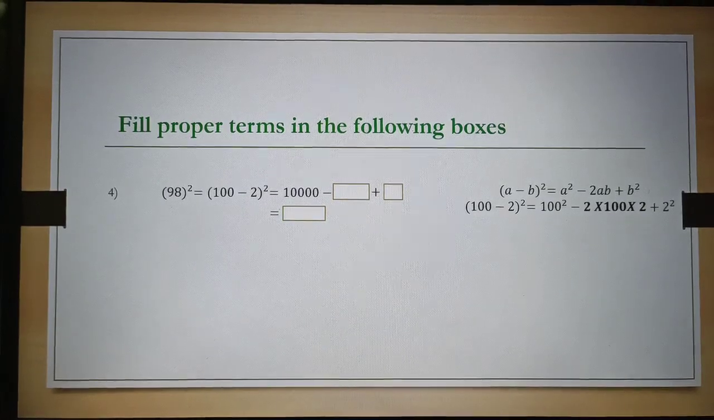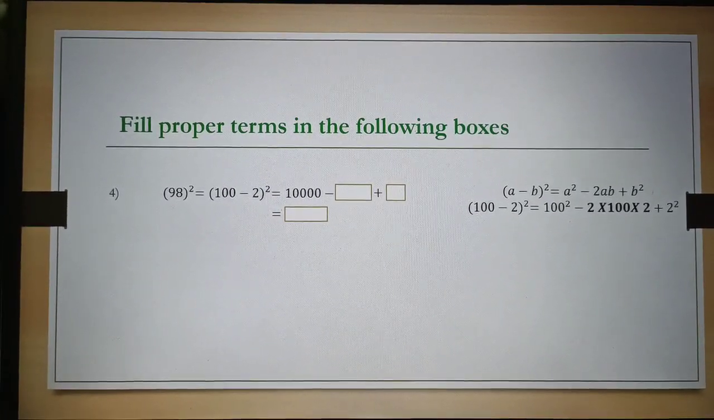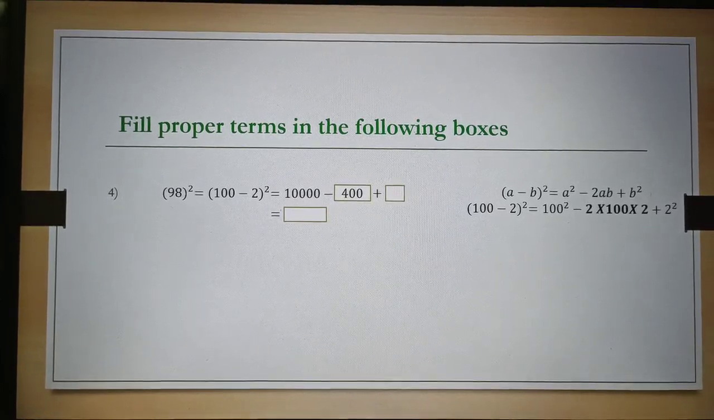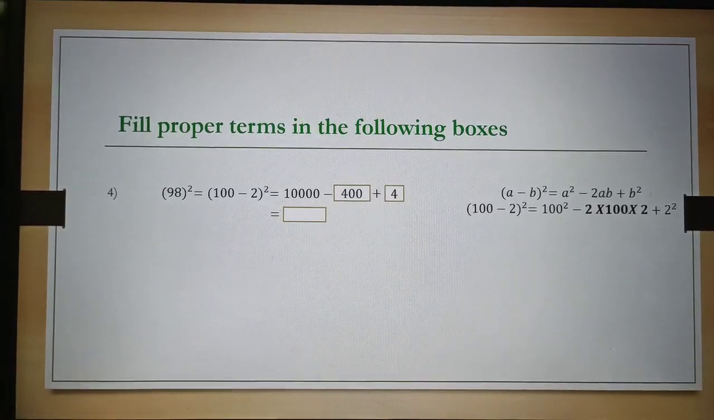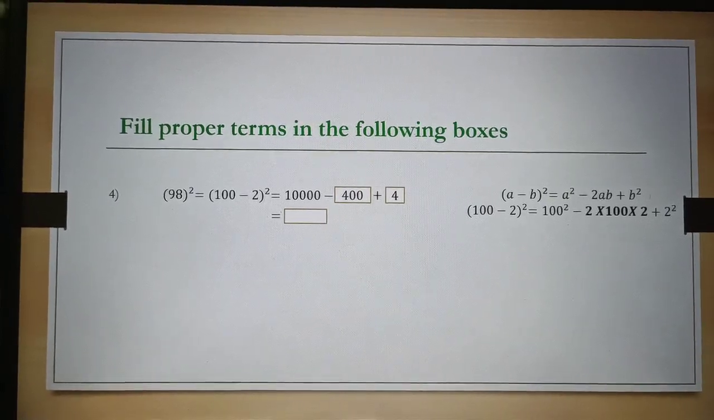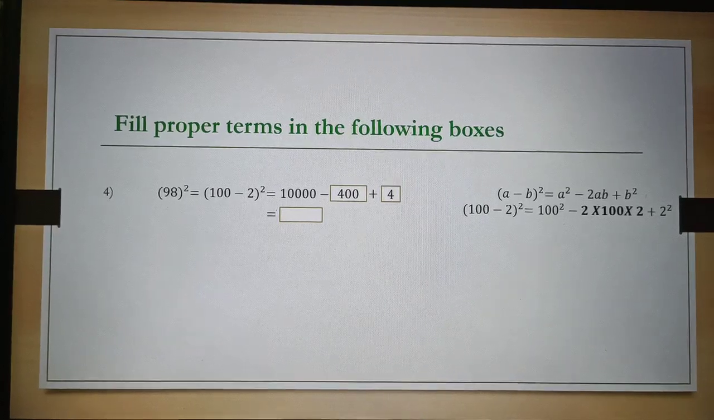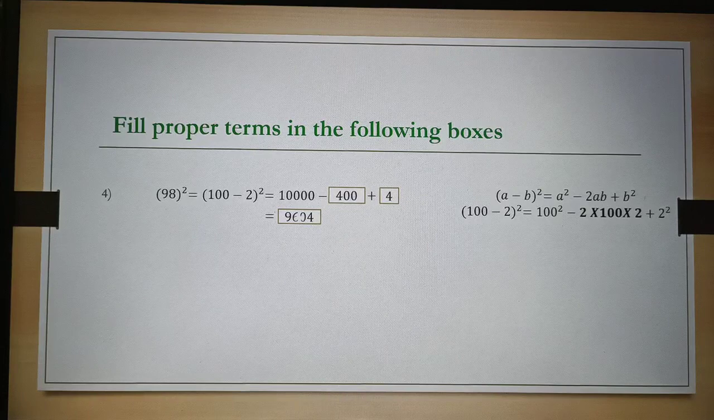So 100 into 100 is 10,000, and when we multiply 2 into 100 into 2, we get the answer 400. And next, 2 into 2, the answer is 4. When we add, first we have to add 400 plus 4, so we get the answer 404. Then we have to subtract it from 10,000. So finally we get the answer 9604.